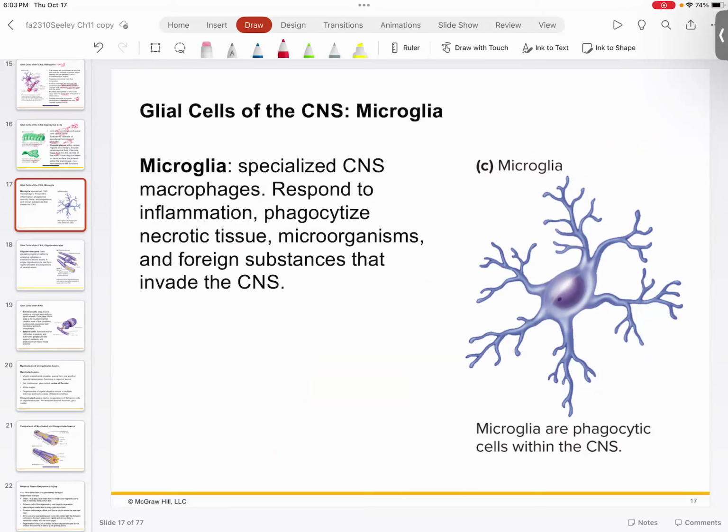Now, the third group of glial cells is going to be the microglia. These guys are macrophages. So they basically have an immune response. They have sort of an immune role.